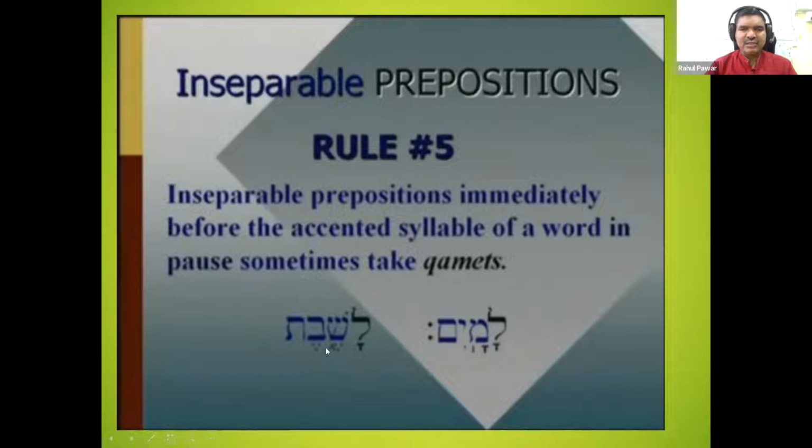Similarly, there is athnach. Sorry, not principal stop, but it is a logical division of the verse. So therefore, it will take lashevet.